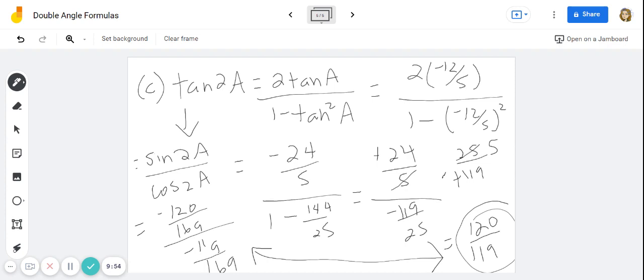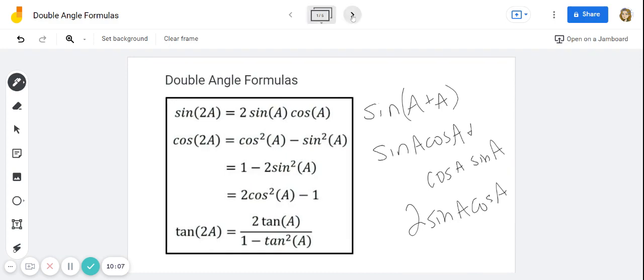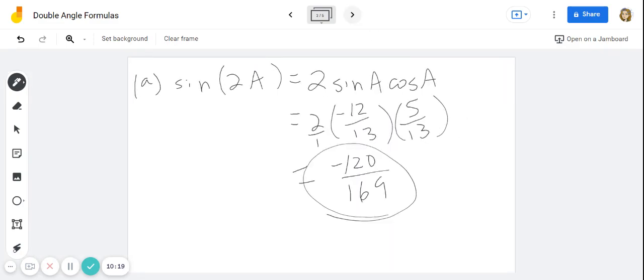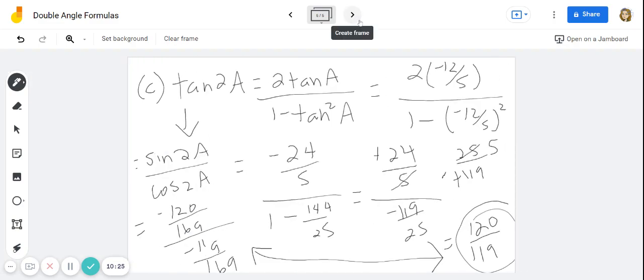Okay, that's what we want to do every single time. Draw your triangle based on where the angle is. Draw in values based on the trig function that they give you for information. At the beginning of ours, we had that cosine was 5 over 13. Drew our triangle, labeled everything, and then found our 3 trig functions that we might need for our equations. Once we do that, we can then plug into any of the equations we might need to. In this case, we worked it out with sine of 2a, cosine of 2a, and tangent of 2a. Found all three of those. Once we found those values from the right triangle, easy to plug in.